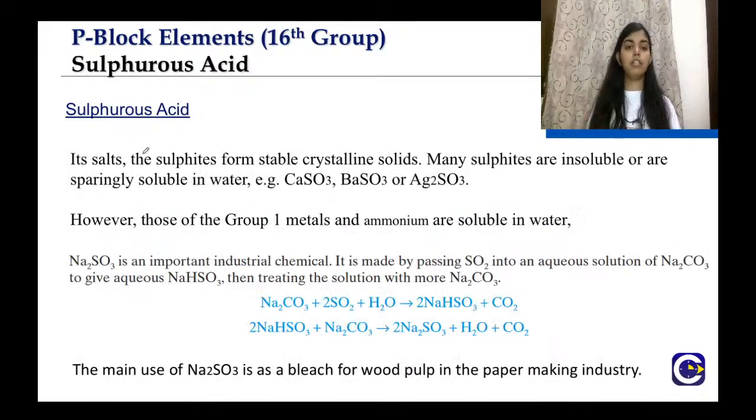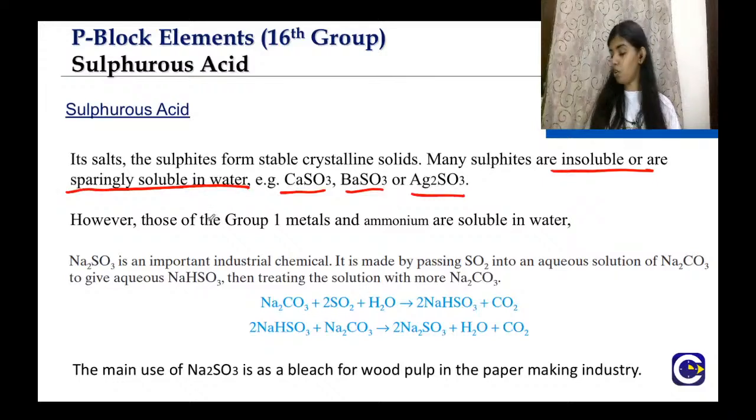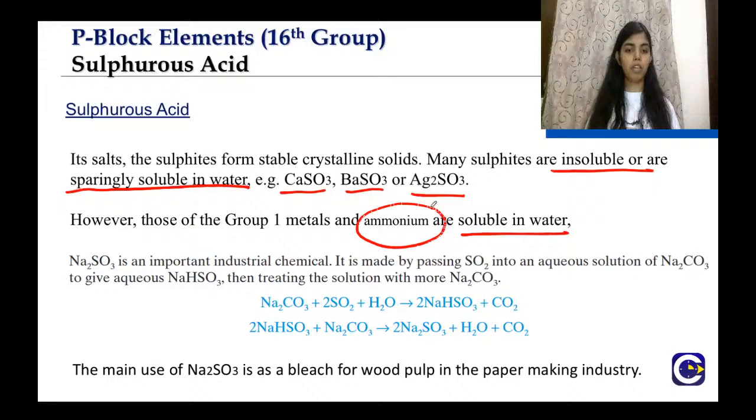Here, if you consider the salts of sulphurous acid, that is sulfites, such as calcium sulfite, barium sulfite, and silver sulfite, they are insoluble or sparingly soluble in water, right? They do not solvate in water. However, the sulfites of group 1 metals, for example sodium sulfite and lithium sulfite, are soluble in water, and ammonium sulfite is also soluble in water.